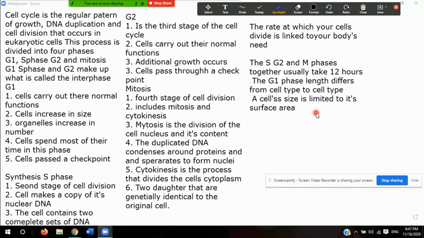And the last thing is a cell's size. How do cells know how to grow and when to grow? If they grow too big, they can't last any longer. If they are too small, they won't have enough energy to survive. So a cell's size is actually limited by its cell surface area, so it depends on the surface area around the cell.